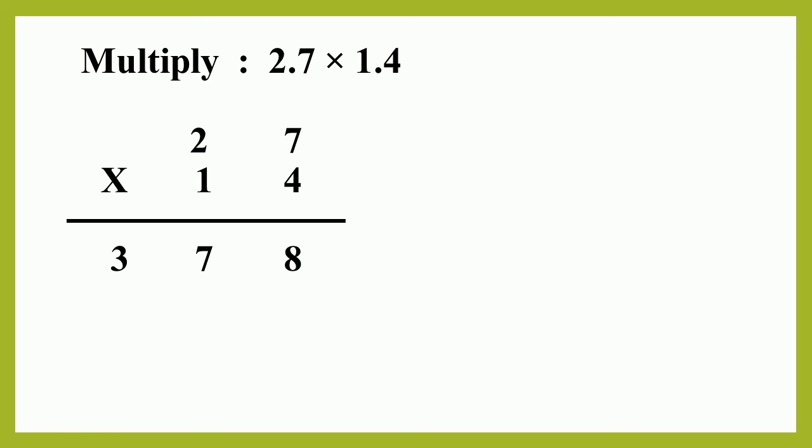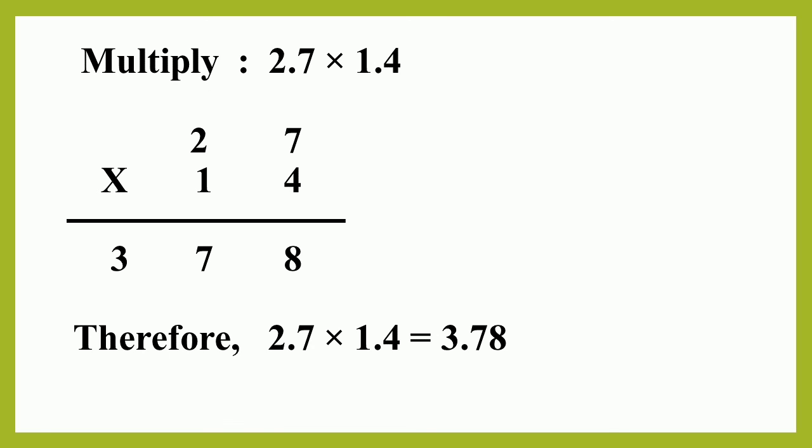14 twos are 28, plus 9 is equal to 378. The next step is to count the decimal places: in the first number there is 1, and in the second number there is only 1 place. So a total of 2 places are there after the decimal point. So we will count 2 places from the right side in the answer. The point will be between 3 and 7. So our answer is 3.78.